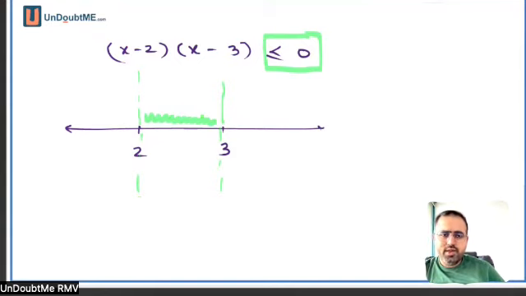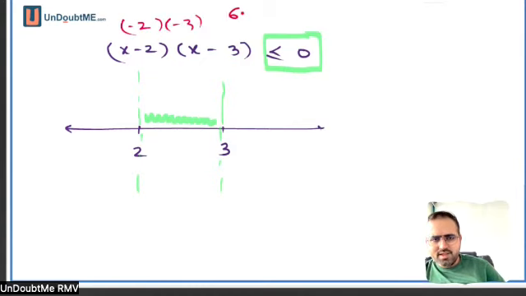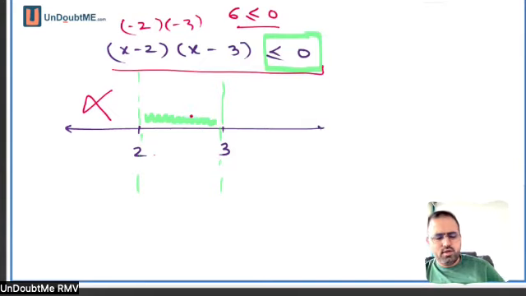But if you want to go with the concept, then you will check any value which is less than 2. Let's say if I put 0, it will be 0 minus 2, and 0 minus 3 is minus 3. Minus 2 times minus 3 will be 6. 6 is not less than or equal to 0. So this region will be cancelled. Then if you put any value between 2 and 3, you will get that this inequality is getting satisfied. So you will take this region. And the same thing you can try for the other one, it will not be satisfied.